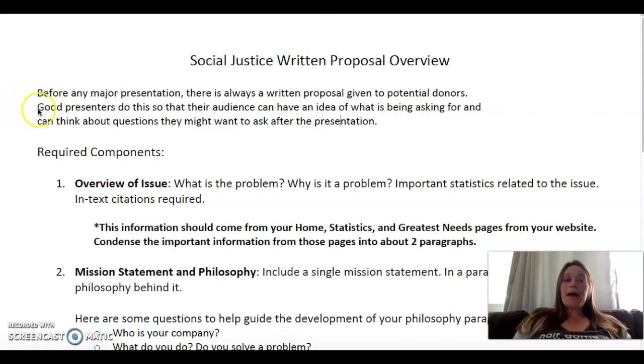Okay, but good presenters do this so that their audience can have an idea of what is being asked for. They can see something on paper and can think about potential questions that they might want to ask after the presentation. So the proposal paper in a situation like what we're kind of working with is really a way for you to prepare your audience for your presentation. Okay, so that they have good questions. The better prepared your audience is, the more likely they are to feel the need to get to you. So here's what you need to actually write in there.